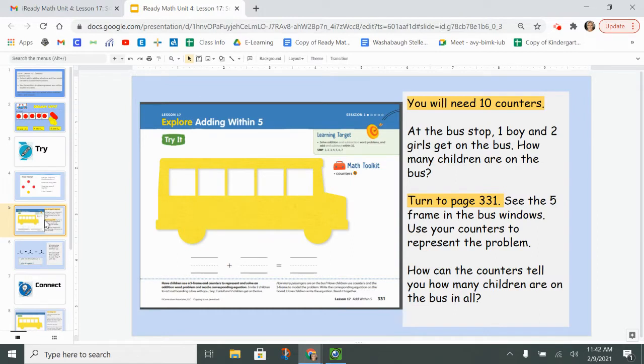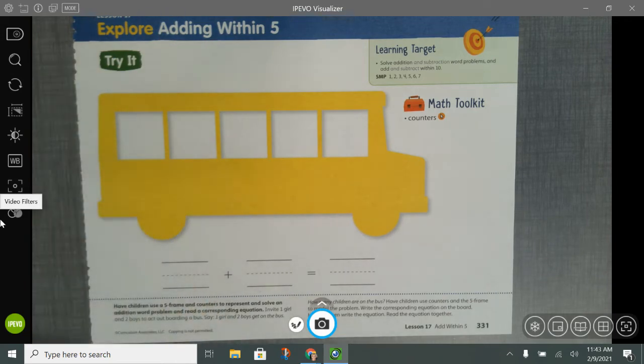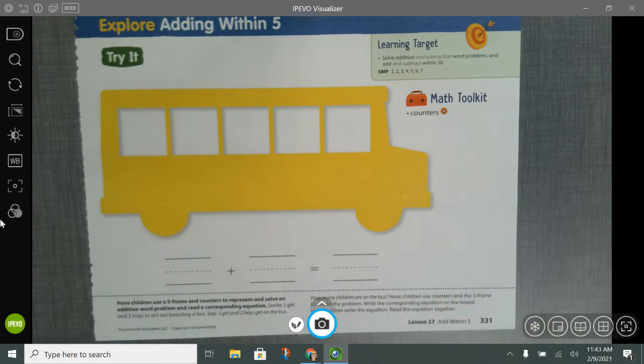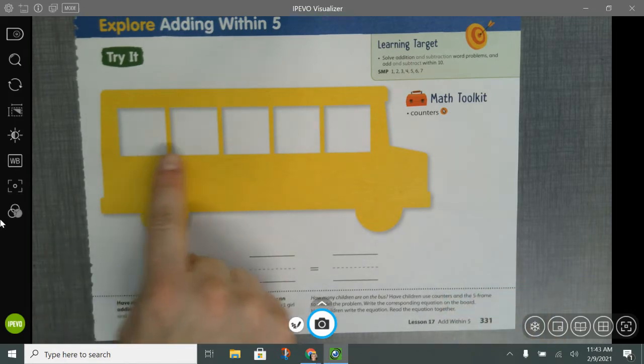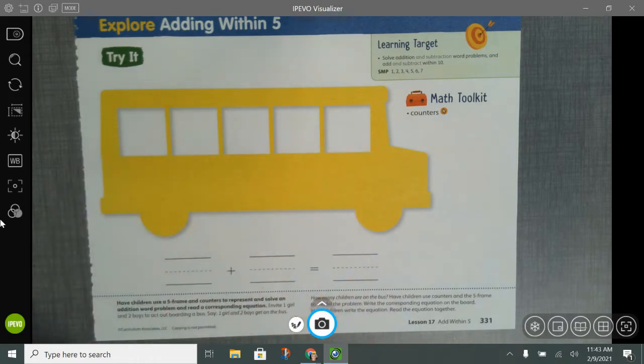All right, let's get started. Please turn to page 331. You're going to need your math counters now. Okay, so I'm going to kind of tell you a little story, and I want you to use your counters as I use my counters. So up here we have a bus. What does that look like to you? Yeah, like our 5 frame we were looking at.